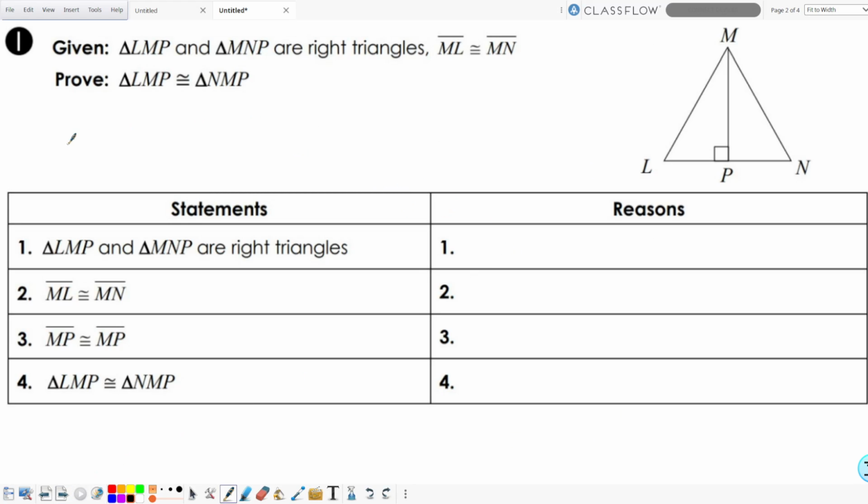Alright. So here we have a nice problem. Triangles LMP and MNP are right triangles. That's one of our givens. And as we can see, we have the right angle in the diagram. We want to prove that LMP, the triangle, is congruent to NMP, the other triangle. So, we list our given, which is that they're right triangles. Okay. And our other given is that ML is congruent to MN. That is statement number 2. So that's also a given.